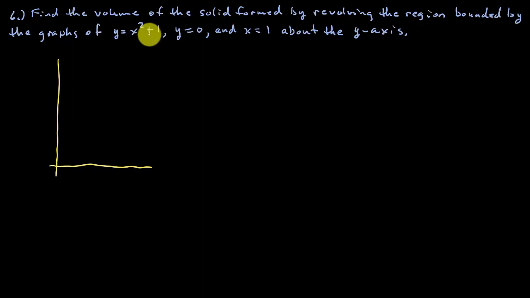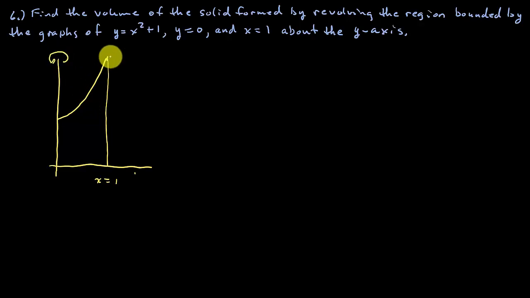So if I graph this, I'm bounded by y equals 0, and I'm bounded by x equals 1. Okay, so I'm looking at the graph. There's the parabola. There's the line. There's the line x equals 1. This is the line y equals x squared plus 1. And I want to revolve this about the y-axis.